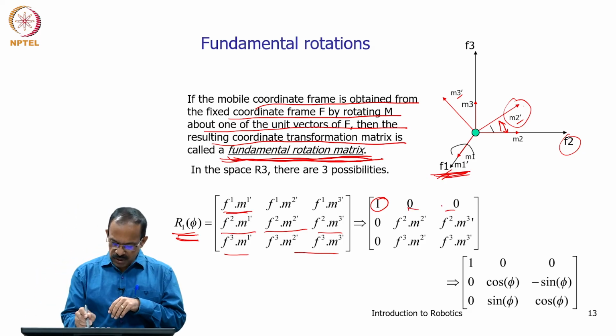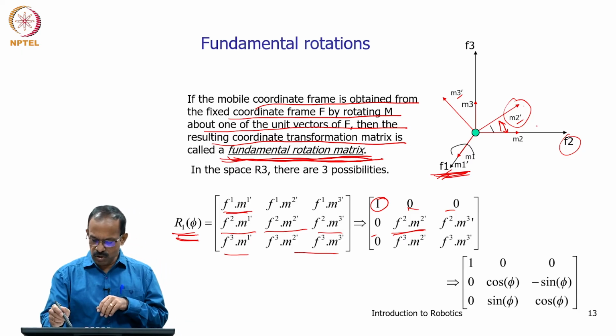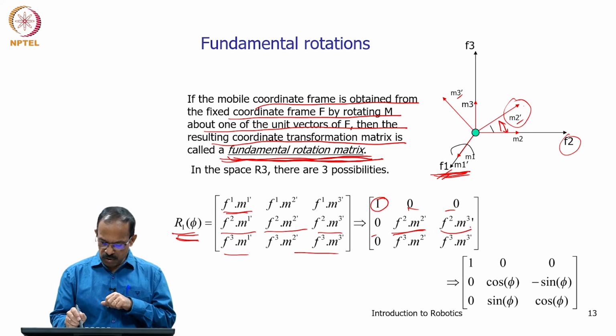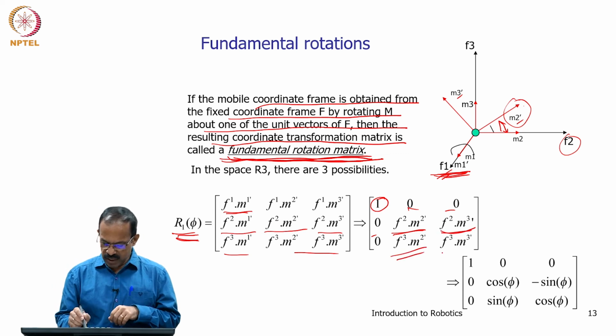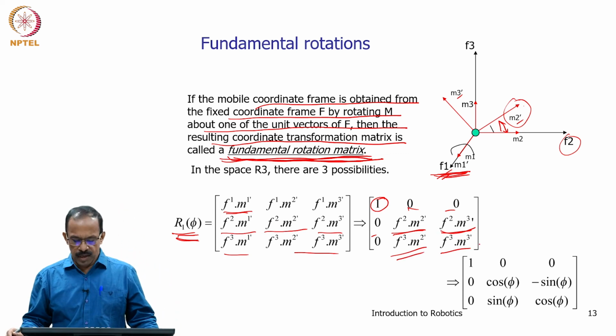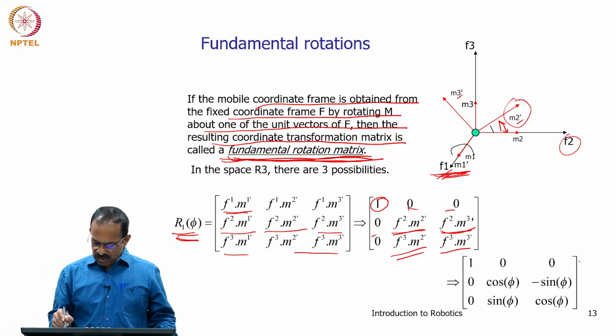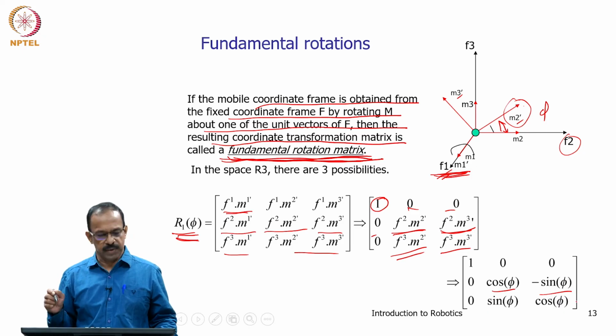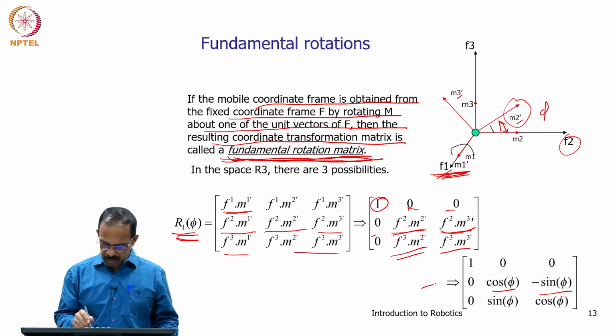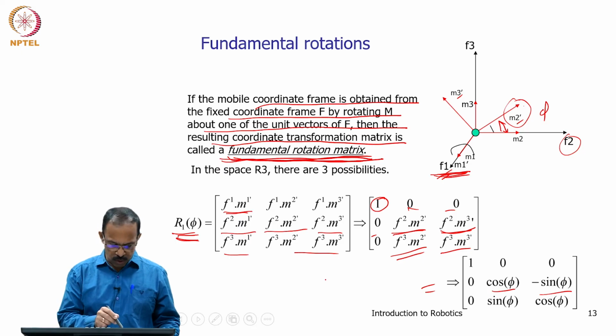and this will be 0 0, and this is F2 dot M2 dash. So, F2 and M2 dash are not aligned. So, there will be a dot product F2 dot M2 dash, F2 dot M3 dash, F3 dot M2 dash and F3 dot M3 dash. And so, this is 1 0 0, cos phi, minus sin phi, by an angle phi. So, you will get cos phi, minus sin phi, cos phi. So, this is the fundamental rotation matrix, and the rotation is with respect to F1.